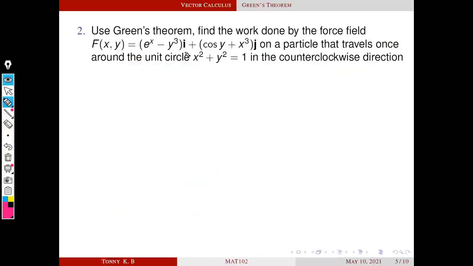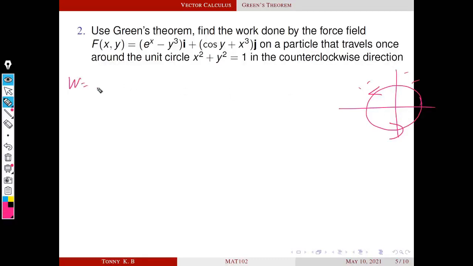Second problem: use Green's theorem, find the work done by the force field F(x,y) equals e raised to x minus y cube i plus cos y plus x cube j on a particle that travels once around the unit circle x square plus y square equal to 1 in the counterclockwise direction. That means we have a force field in some directions, and a particle is moving along a unit circle in the anti-clockwise direction. Then we have to find the work done.